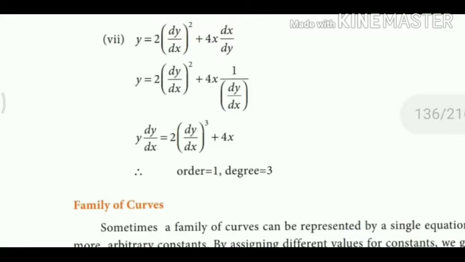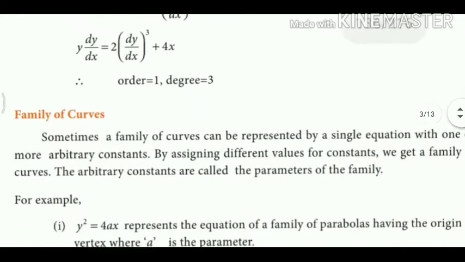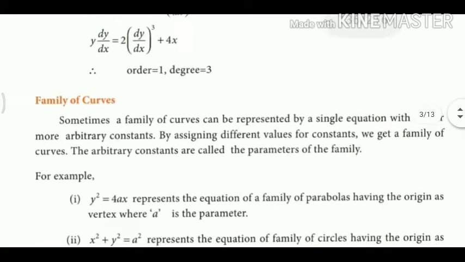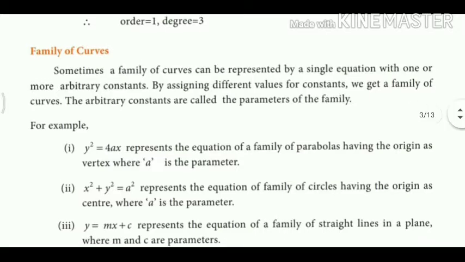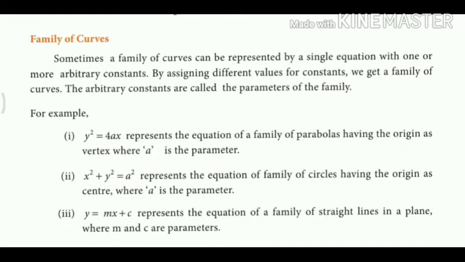After that we are going to see about the family of curves. If some family of curves is given, we eliminate the arbitrary constants, and after that we find the equation. Sometimes a family of curves can be represented by a single equation with one or more arbitrary constants. For example, mx plus c, where m and c are both arbitrary constants. By assigning different values to these constants, we get a family of curves. So the arbitrary constants are called the parameters of this family.